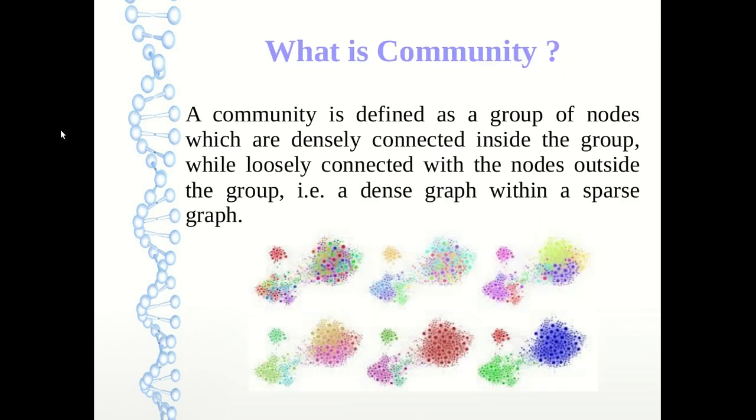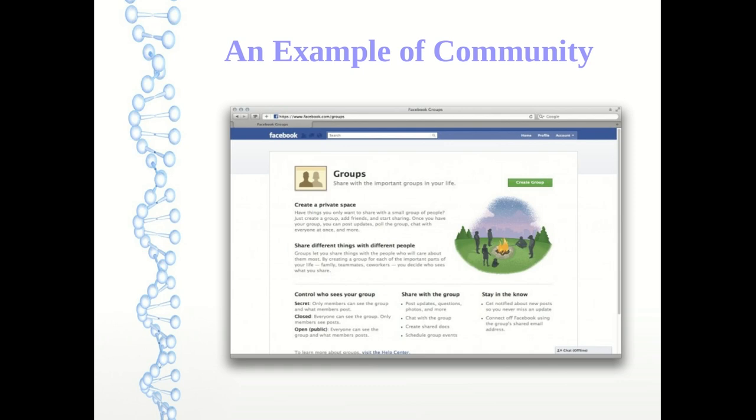Now let us first define what a community is. A community is defined as a group of nodes which are densely connected inside the group while loosely connected with the nodes outside the group. That is a dense graph within a sparse graph. Examples of a community can be Facebook groups or political parties, etc.